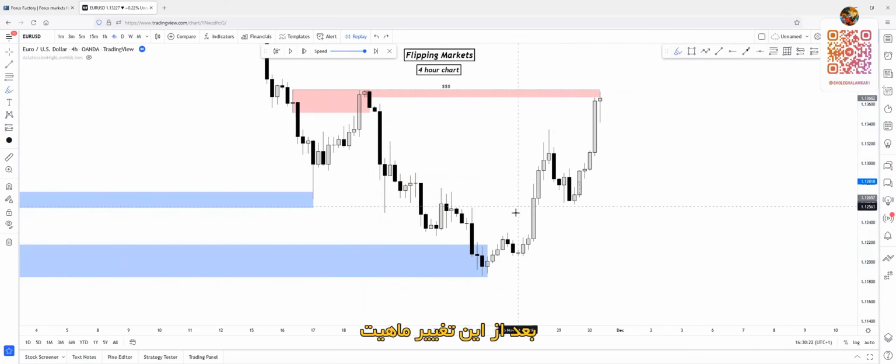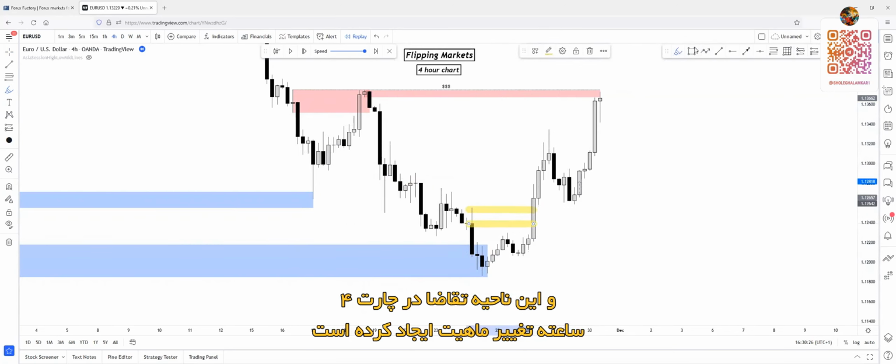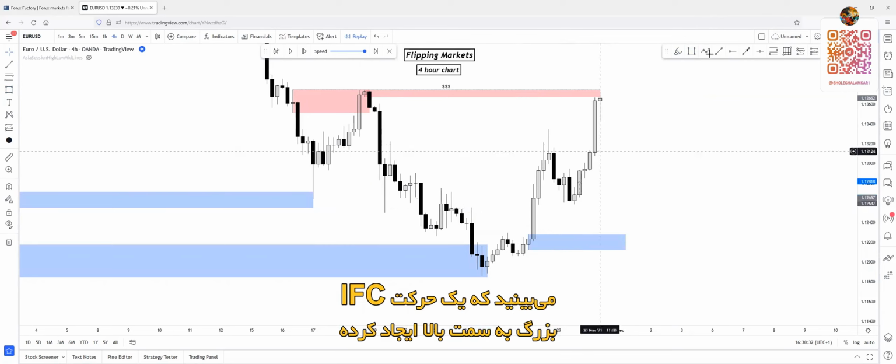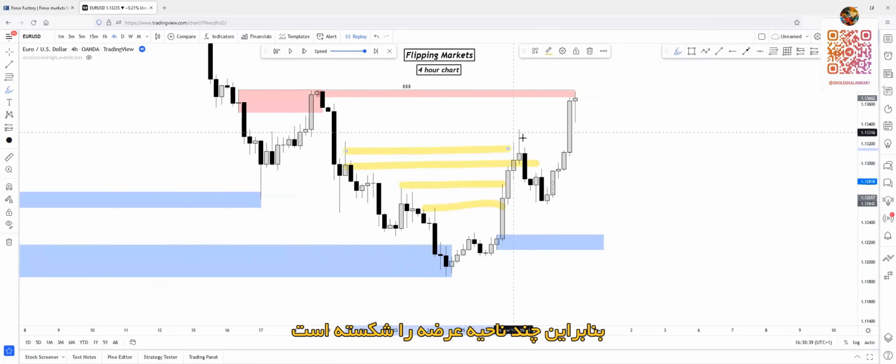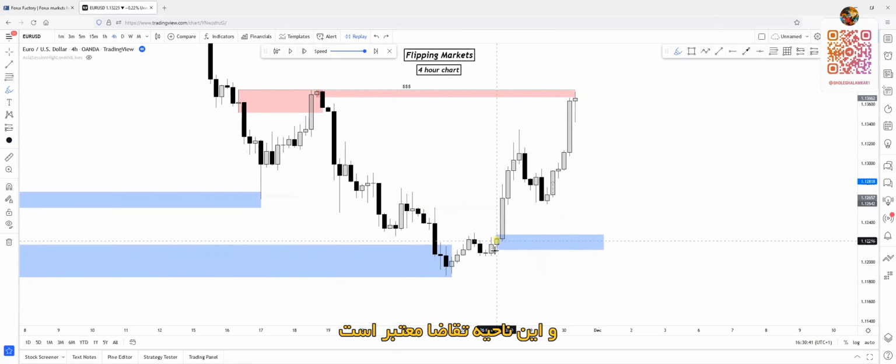After this price change character, this was the last supply zone right here. And this demand zone right here changed character on the 4-hour chart. As you can see, it caused a huge inefficient push to the upside, change of character here, here, here. So basically change of character everywhere. So this will be a valid demand zone.